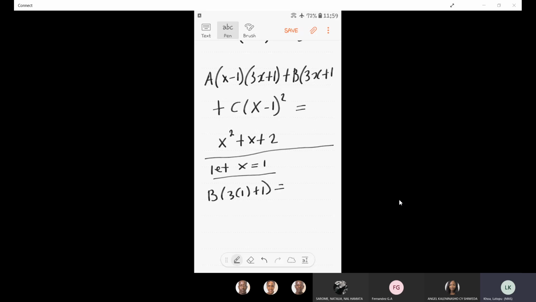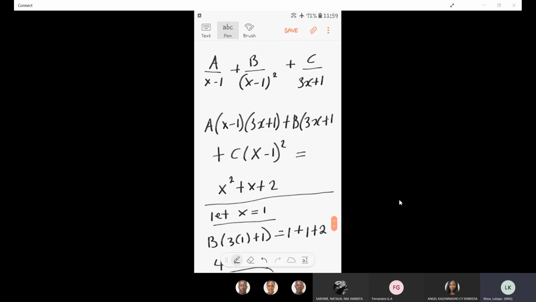And then on the right hand side, I must do the same thing. Substitute 1, and the 2 remains as it is. So this is 1 squared, which is just 1, plus 1 plus 2. Then on the left hand side, I have 3 times 1 plus 1, that is 4. So I have 4B. This is equal to 4, and this means that B is equal to 1. Okay, so that is my first one.